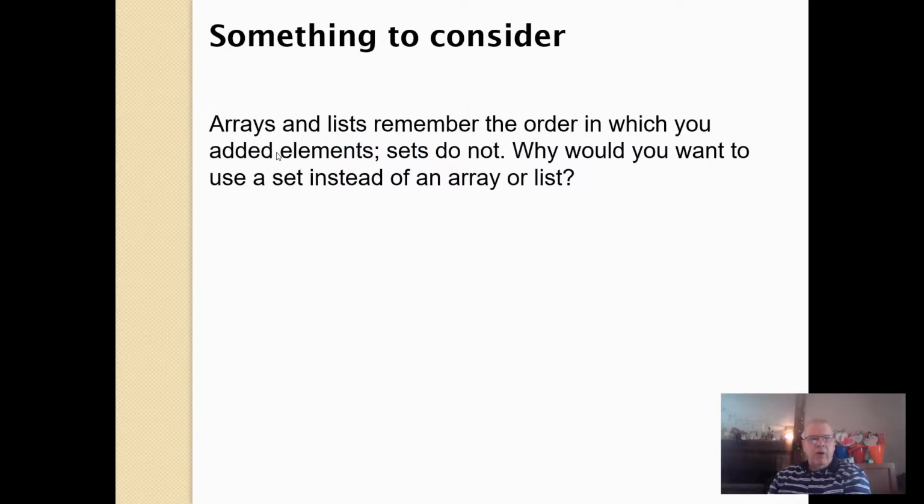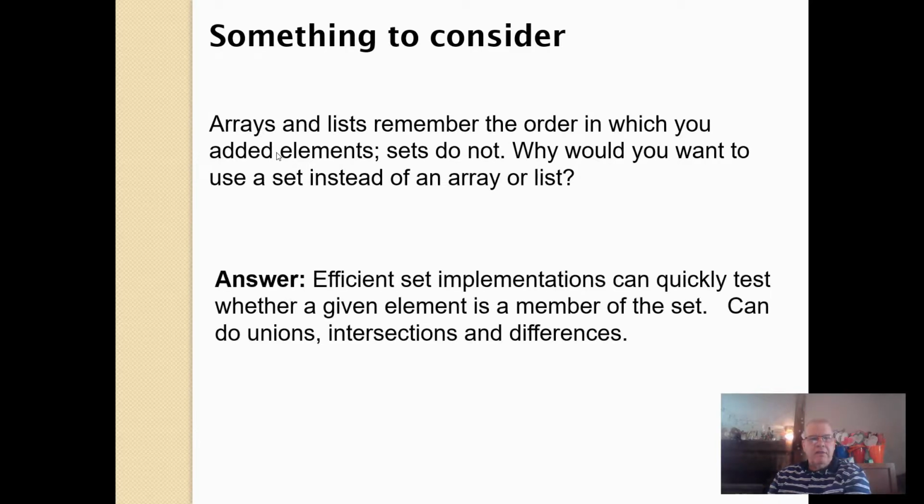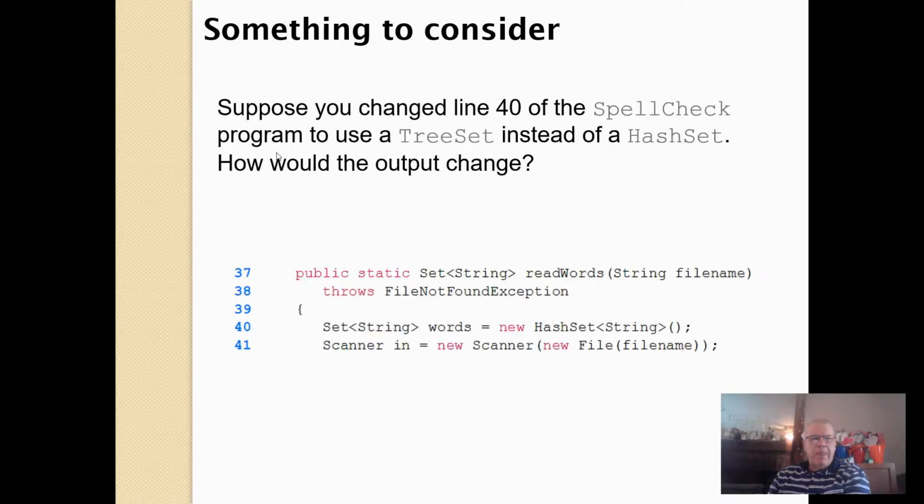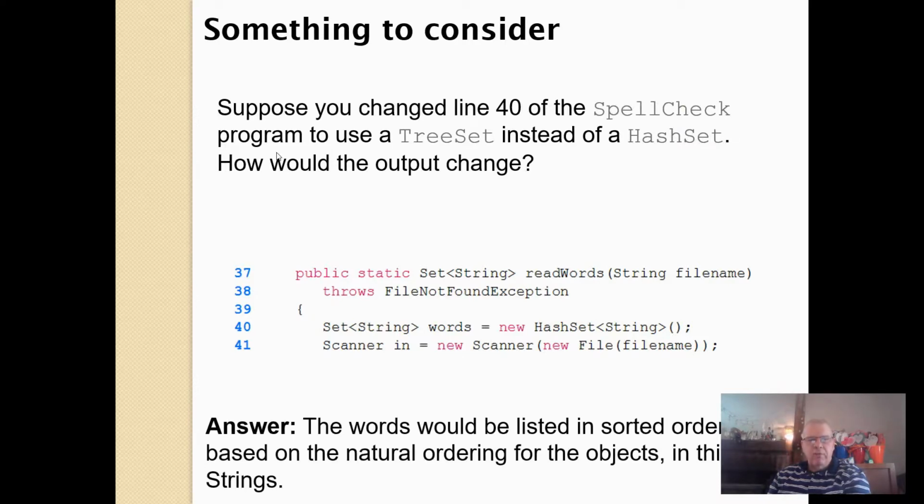So why would you want to use a set instead of some other kind of collection? Well, there's a couple of reasons. First of all, it's faster, so it's efficient. It's easier to do unions, intersections, and set differences. And if you change line 40 of the previous slides to use a tree set instead of a hash set, you would get the output in sorted order, probably sorted by the words.